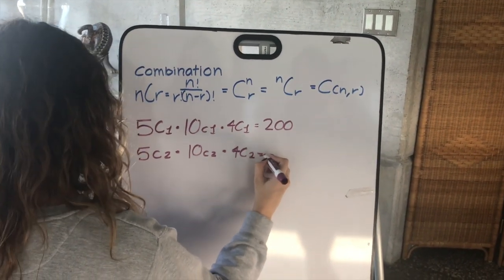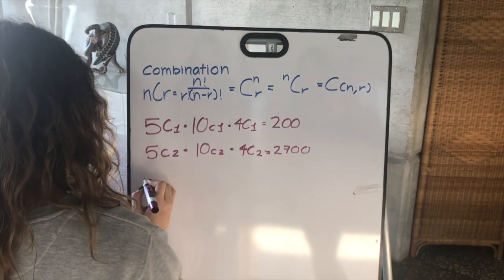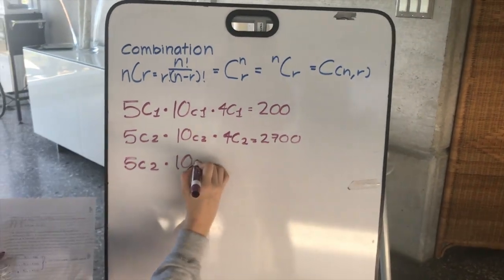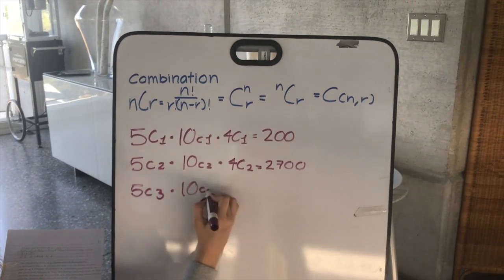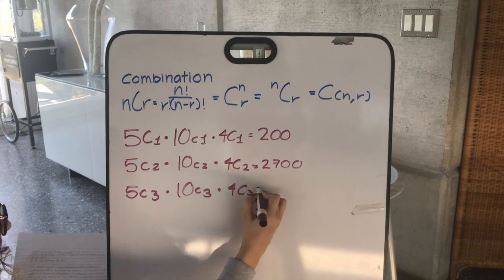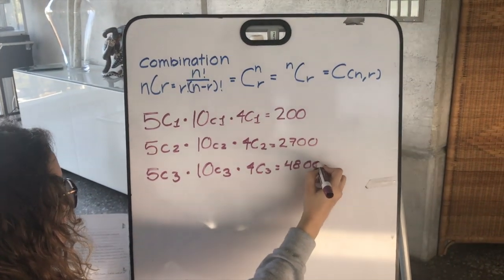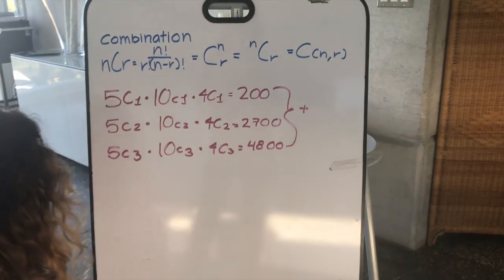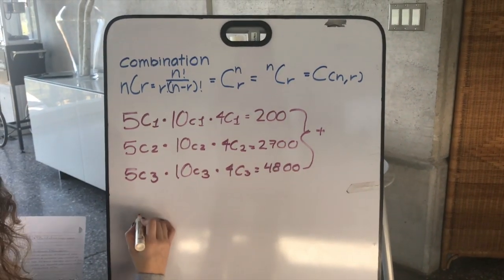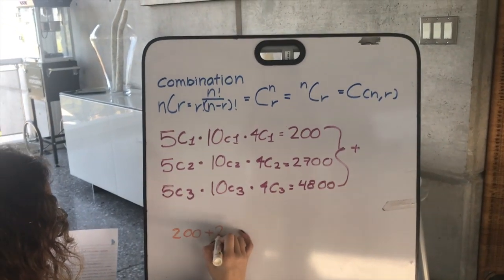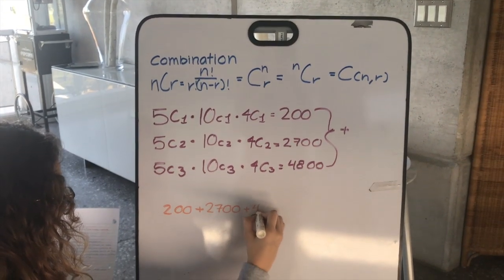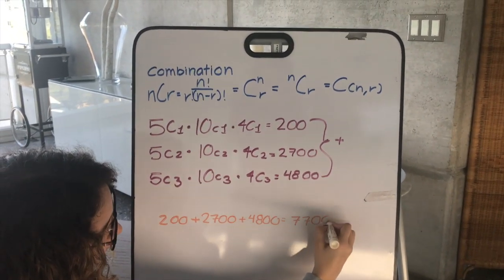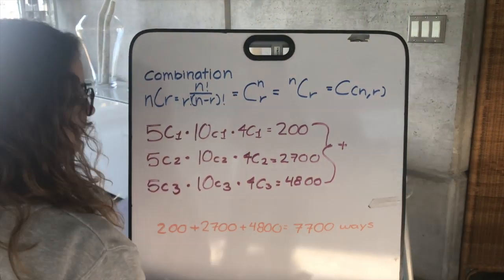In the second course, it will be 5 choose 2 times 10 choose 2 times 4 choose 2. And then the last course, the third, 5 choose 3 times 10 choose 3 times 4 choose 3. Finally, you get the results of each course. To get to the final answer, you need to add all the previous answers, and that will be your final answer.